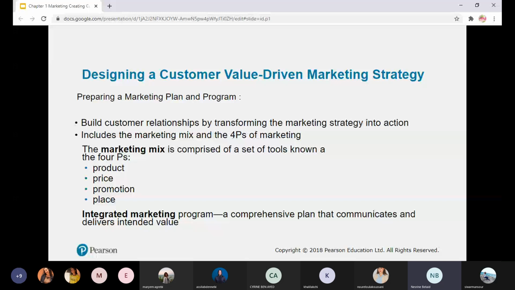Okay. Now, give me an example of a product and try to think about the 4 P's of this product.